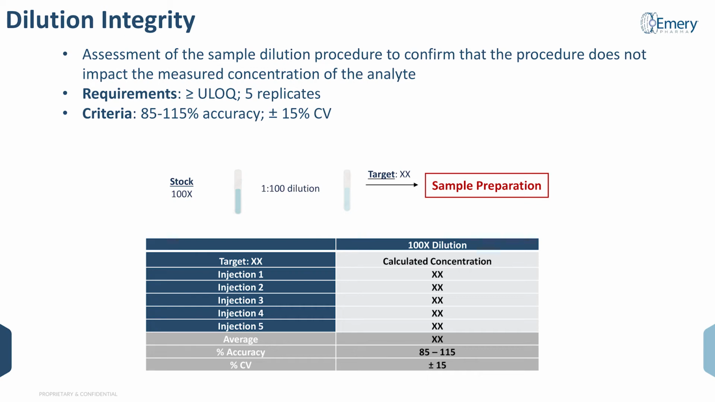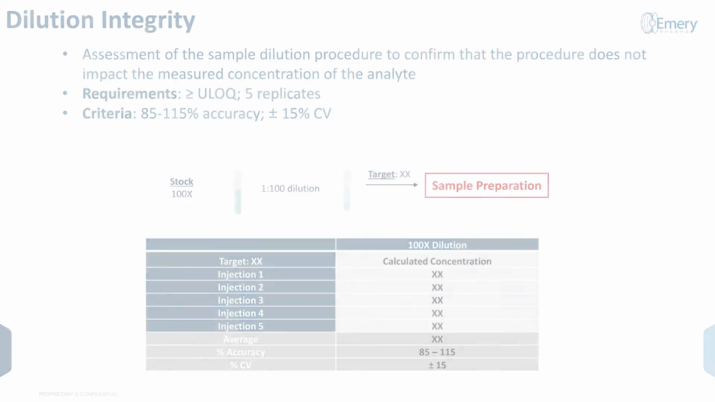Here's a representative table of what that could look like, where you have a stock at 100x, you do a 1 to 100 dilution, followed by the sample preparation. Then you determine your accuracy and percent CV based on the instrument's calculated concentration.